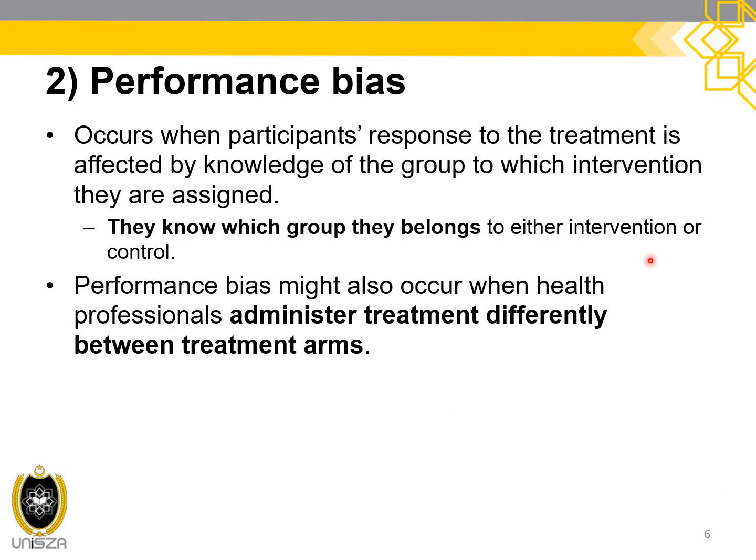On the other hand, performance bias occurs when participants' response to the treatment is affected by knowledge of the group to which intervention they are assigned. That is, they know which group they belong to, either intervention or control. Performance bias might also occur when health professionals administer treatment differently between treatment arms.